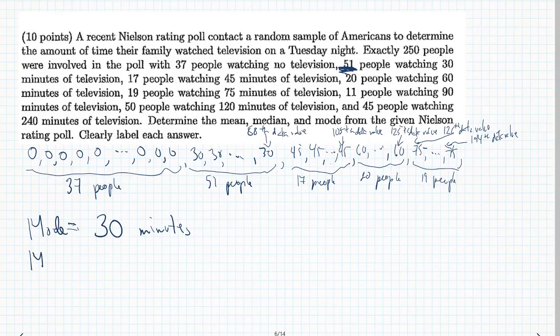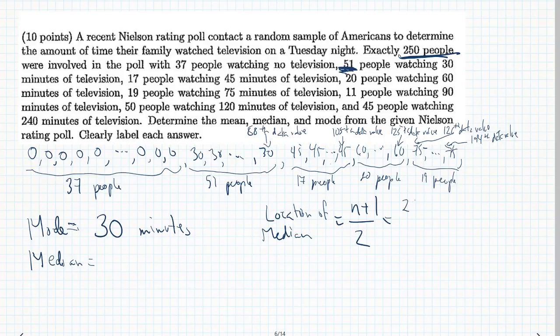Median. Well, in order to calculate the median, we'll probably need to calculate the location of the median. And that equals the number of observations, which I'm just going to denote by n, plus 1 over 2. And notice right out the gate it says 250 people, so that's the number of observations. So 250 plus 1, and we take all that divided by 2. If you plug that into a calculator, you get 251 divided by 2, so that should be equal to 125.5.